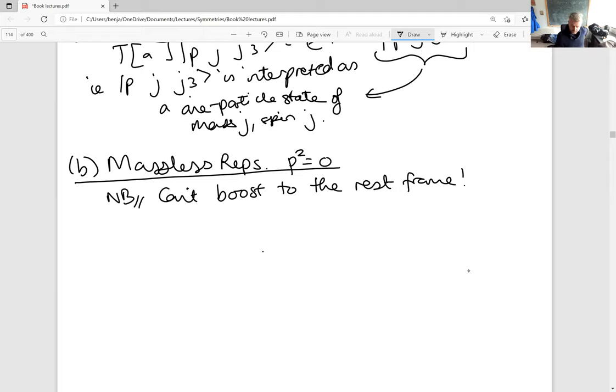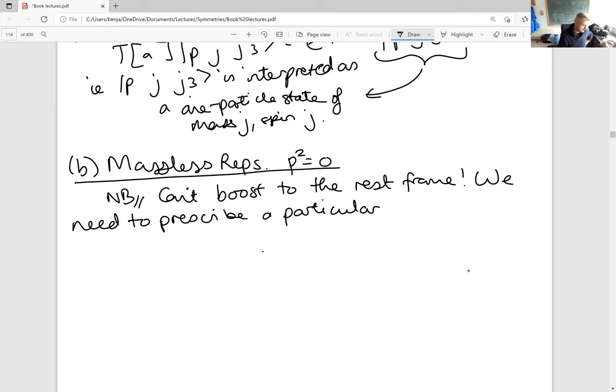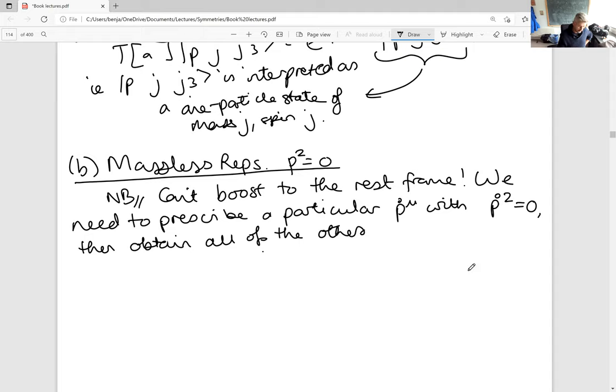But we need to prescribe a particular p dot mu, a particular four momentum, which satisfies p squared equal to zero. And so then we Lorentz transform to other cases with p squared equal to zero.